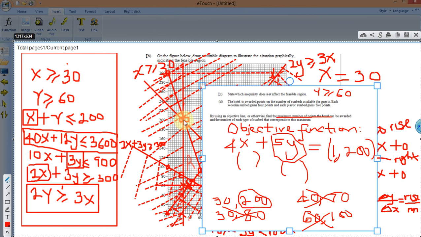Guys, at this point it may not be exactly (30, 200), but if you plot your graph very well, this is the point, and that's the maximum. The number of points we can have is 1200, guys. And that's the end of the tutorial on linear programming.